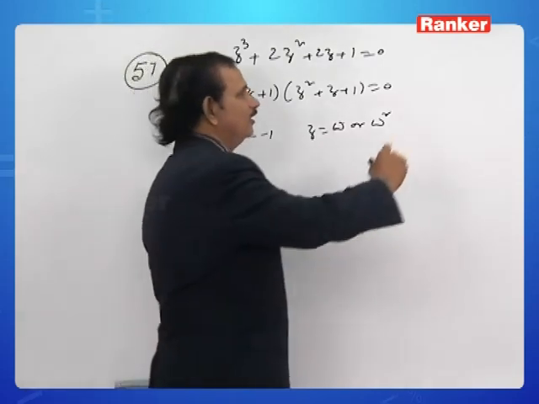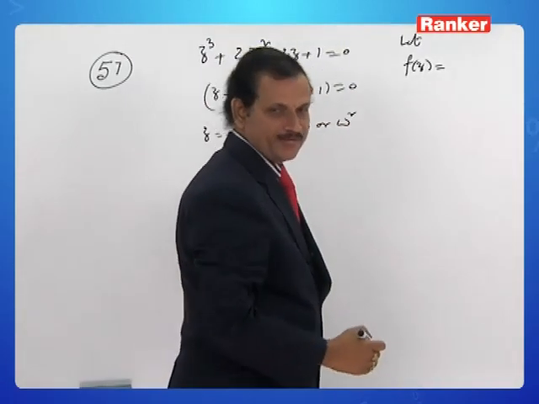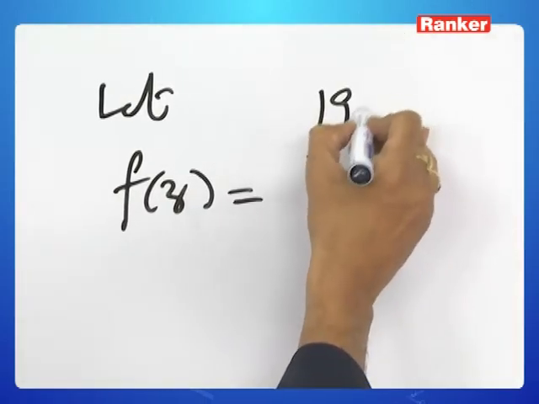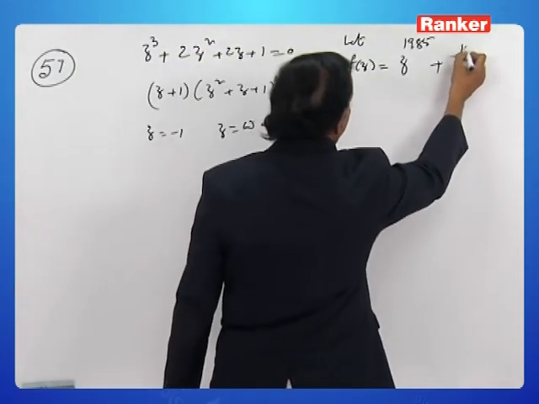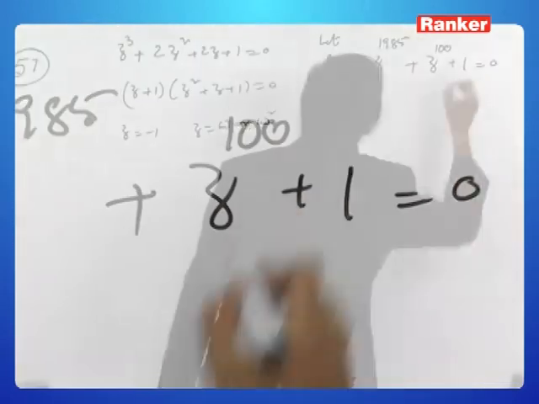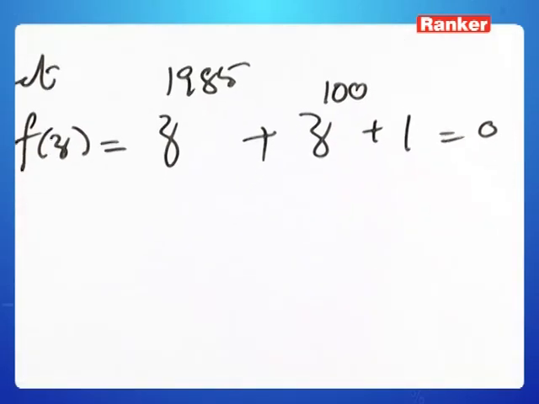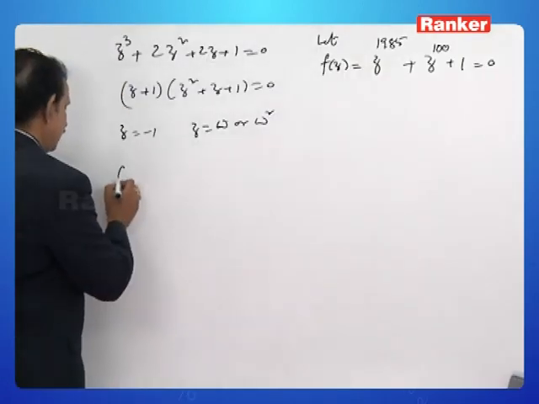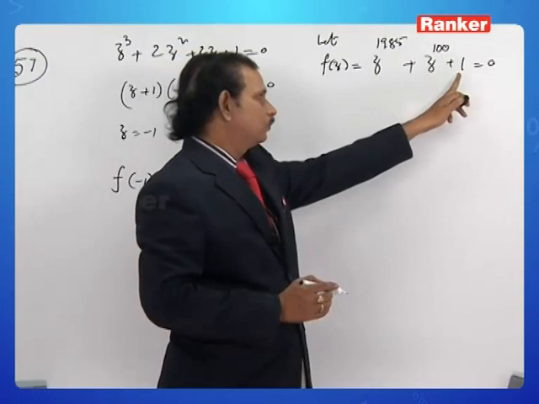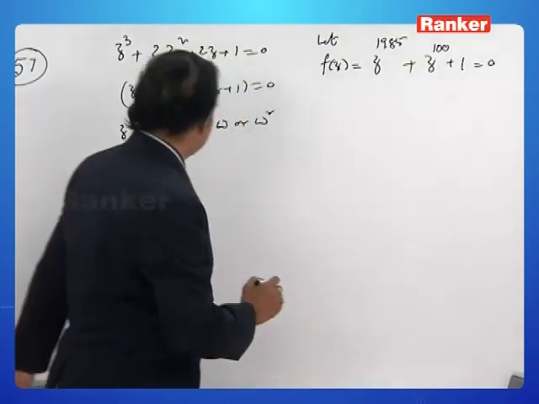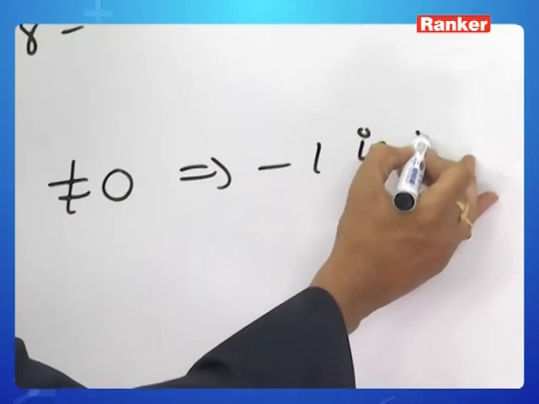But about the second equation, let f of z is equal to z power 1985 plus z power 100 plus 1 is equal to 0. That is the equation. And the only candidates for common roots are minus 1, omega, omega square. Let me calculate. What is f of minus 1? Minus 1 whole power 1985, minus 1. Plus 1, 0. Minus 1 whole power 100, 1. So, f of minus 1 is 1, not equal to 0, which implies minus 1 is not a common root.